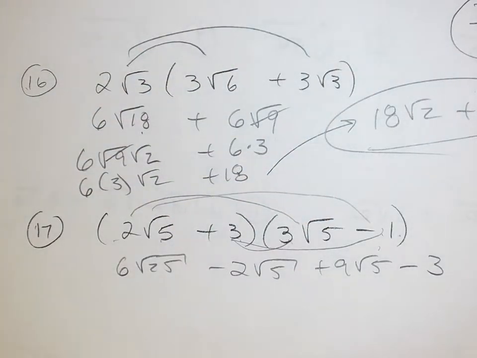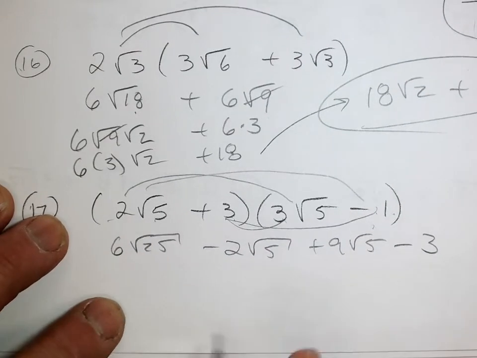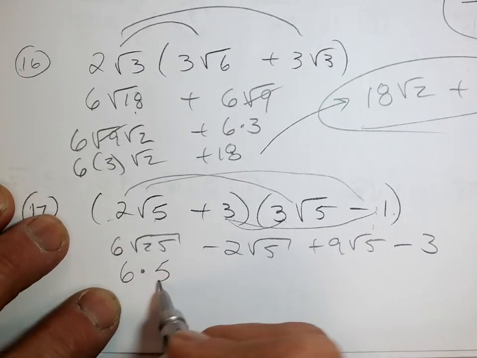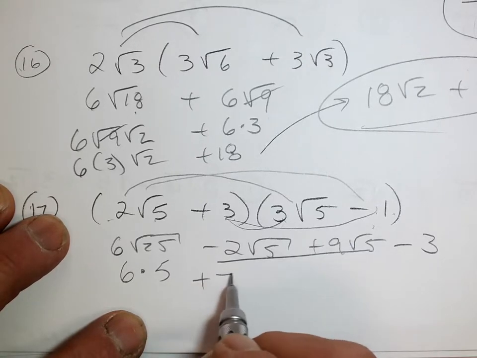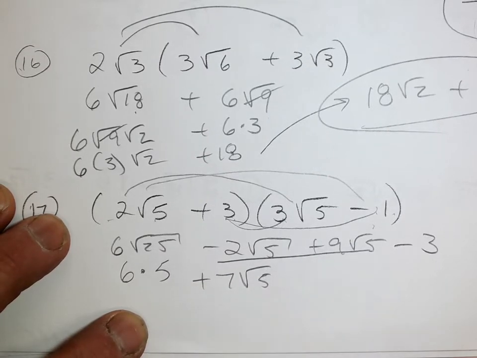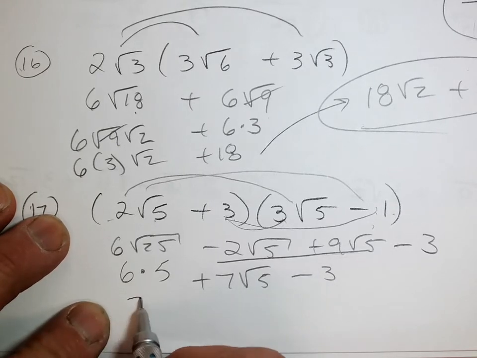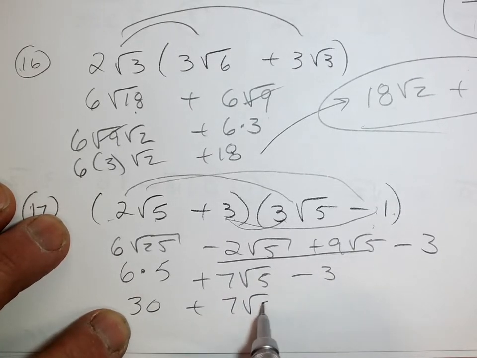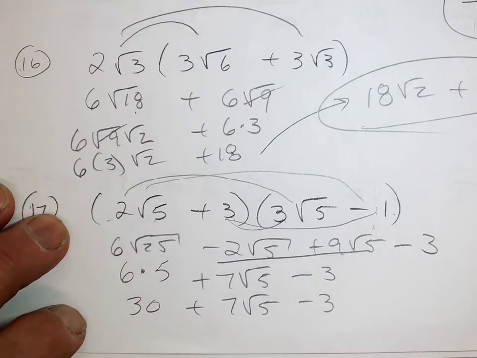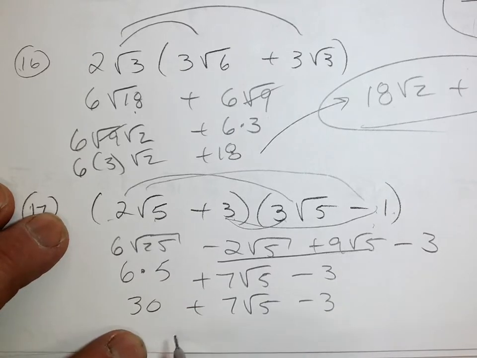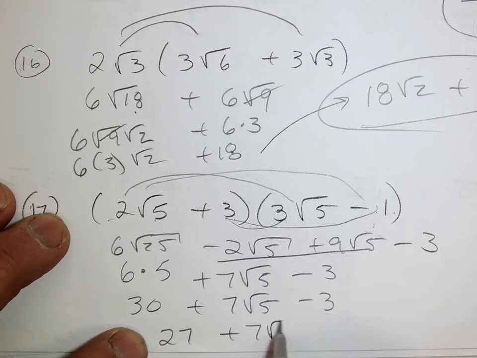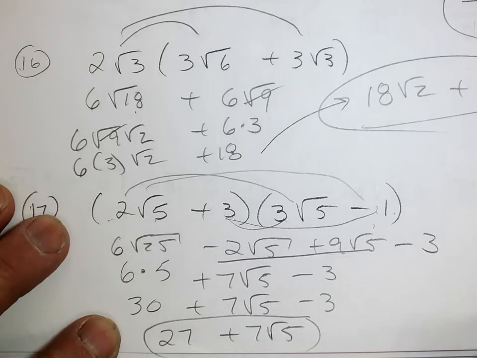How am I doing? Okay. So let's tidy it up. Let's finish it up. 6 times 5 is 30. These two can make a positive 7 square root of 5. I can combine those two. It's not that bad, is it? No. 30 plus 7 square root of 5 minus 3. How am I doing? And I'm just about done. So 30 minus 3 is 27 plus 7 square root of 5. Do not add them. They're not the same.